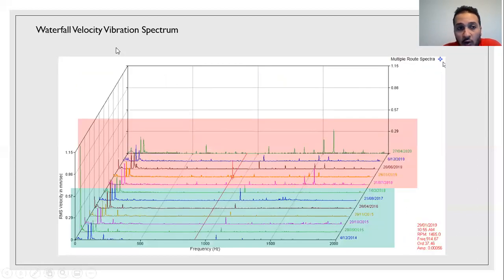One also of the very good tools is the waterfall velocity spectrum. You can see here when it's highlighted in green, the spectrum looks fine, clean. And since this reading, which is in red, you start to see all these peaks and the spectrum became busy, and this is an indication of the deterioration of the bearing fault.